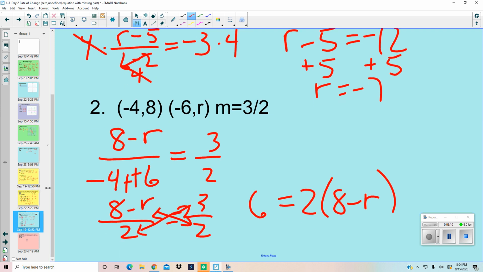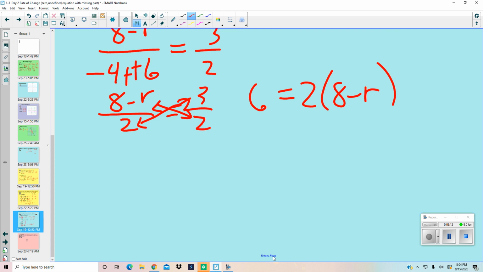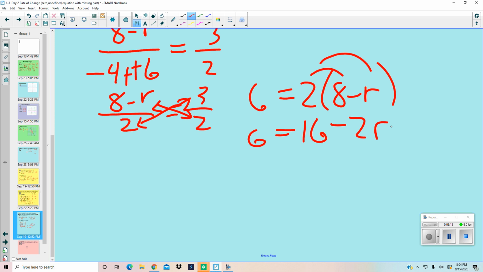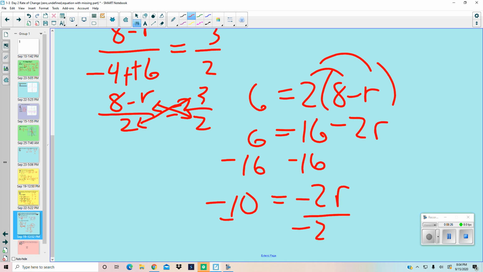So the algebra is just the tricky part here. I have 6 equal, when I distribute, I get 16 minus 2r. So I'm going to subtract 16. That would give me -10 equals -2r, and then divide by -2. So r is going to equal 5.